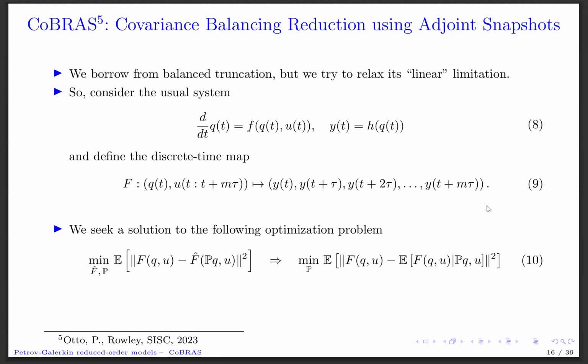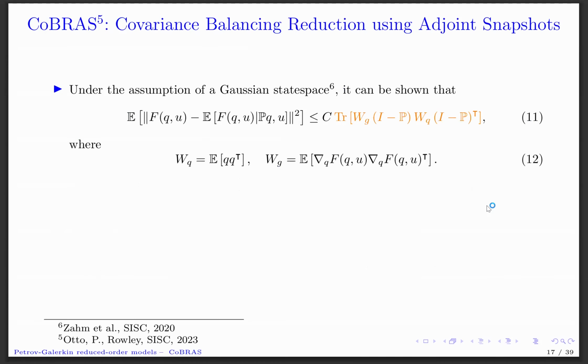This can be quite a nasty optimization problem, but fortunately, there's an upper bound that we can work with. It turns out that the cost function that we're interested in minimizing is upper bounded by this quantity, where, importantly, we have these matrices WQ and WG. These are the state covariance matrix.